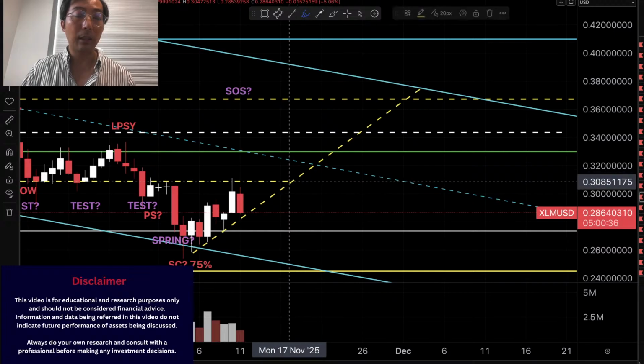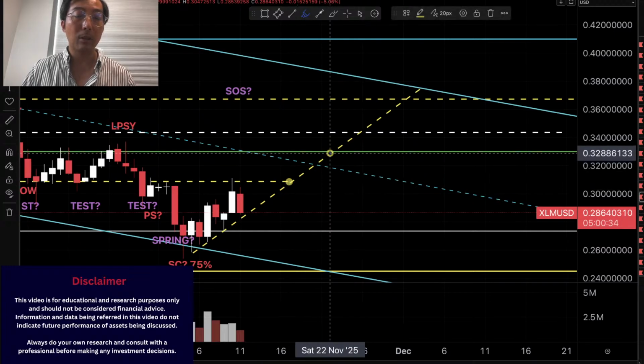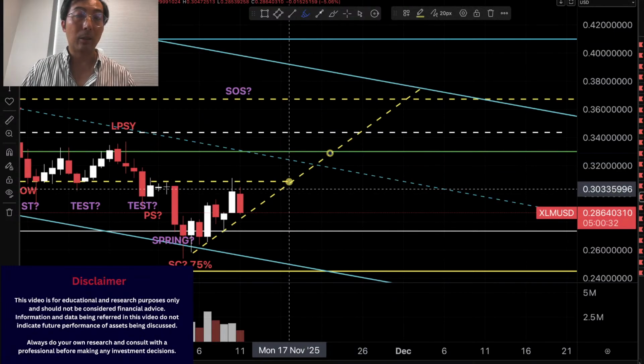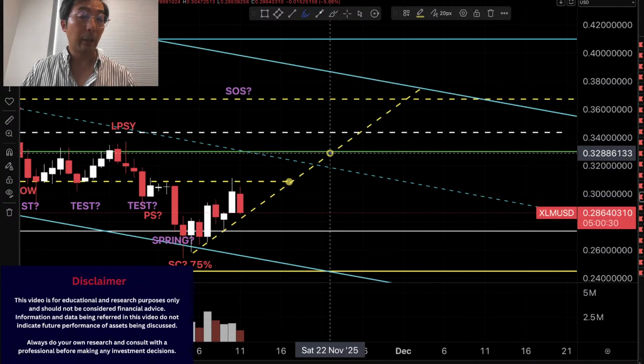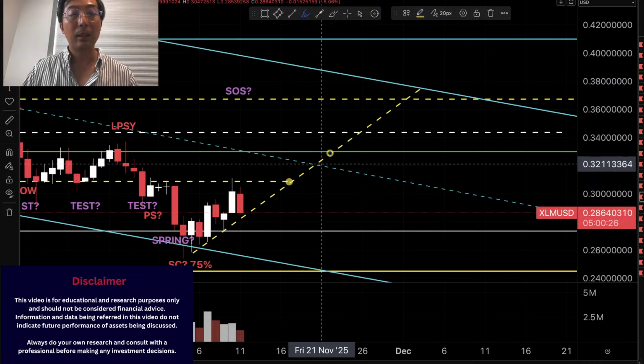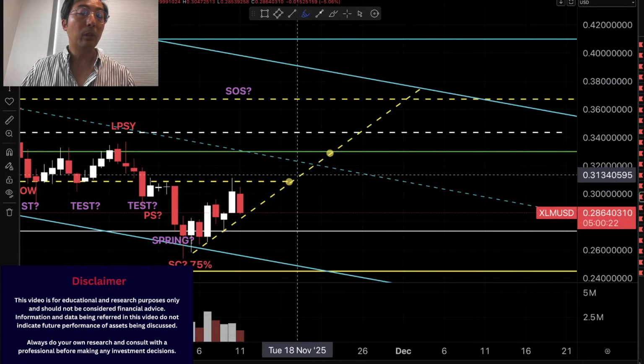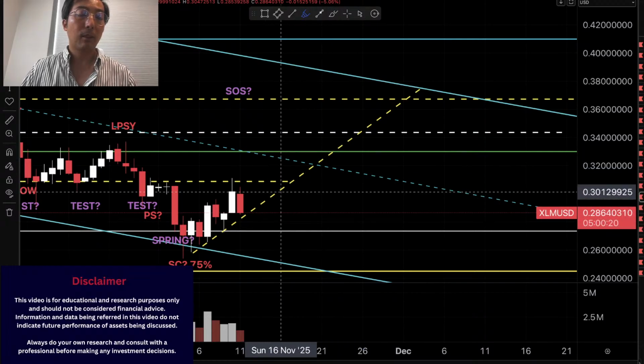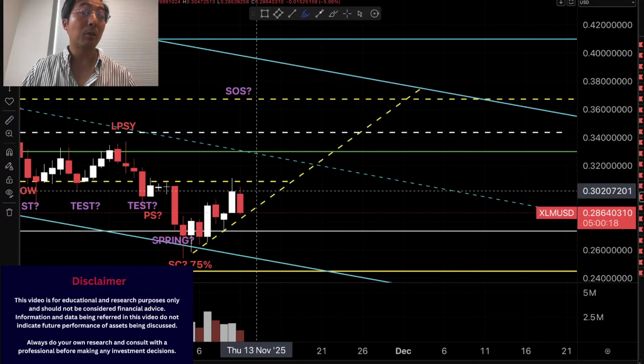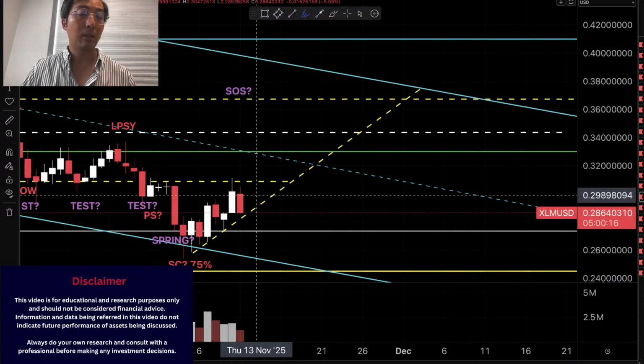So there are 3 dates over here. 2 more important ones. One is November 17th, about 1 week from now. And then another one, November 22nd. This one in the middle is somewhere on the 20th. So anytime within these 2 weeks, the price action is going to confirm the trend.